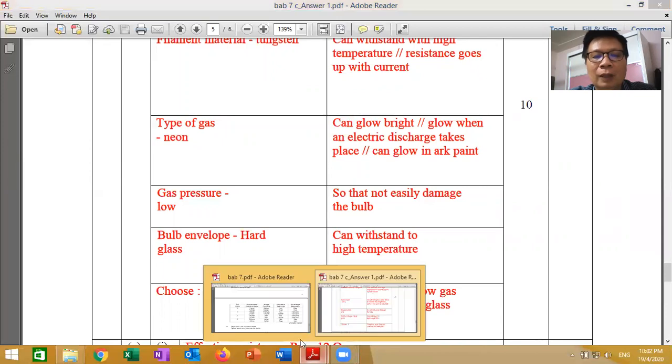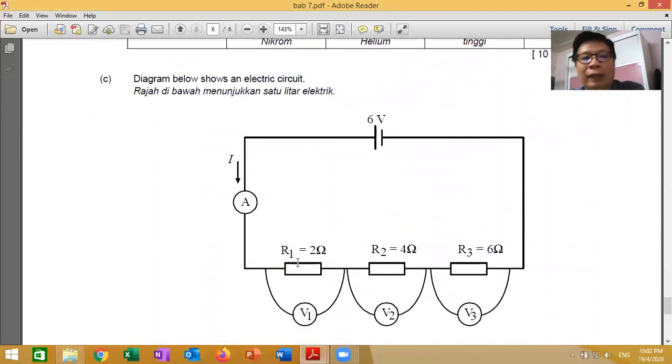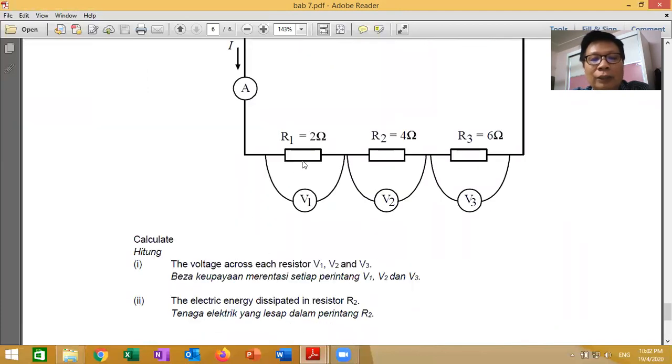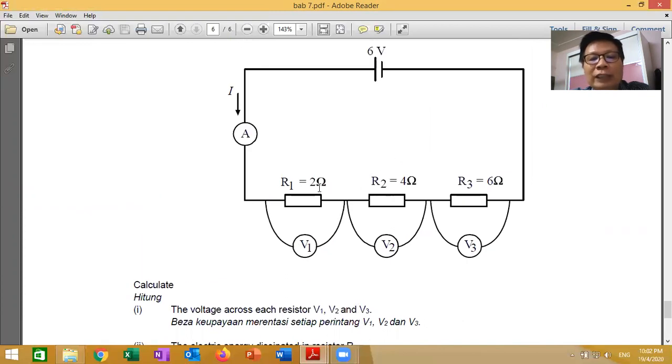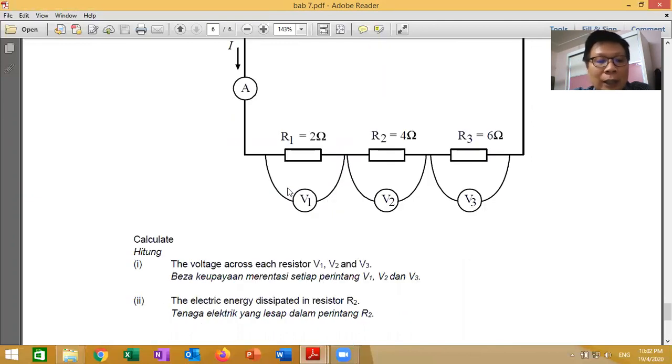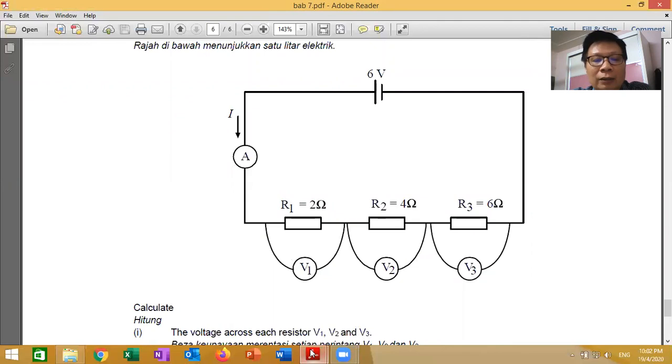Okay, the last part is the calculation. Given a diagram like this: 6 volt, three resistors, 2 ohm, 4 ohm, 6 ohm, with V1, V2, V3 and a current. The question: find the voltage across each resistor, and find the electrical energy dissipated in the 4 ohm resistor. So first you must find the current, then you find the voltage. Okay, let's see the answer.